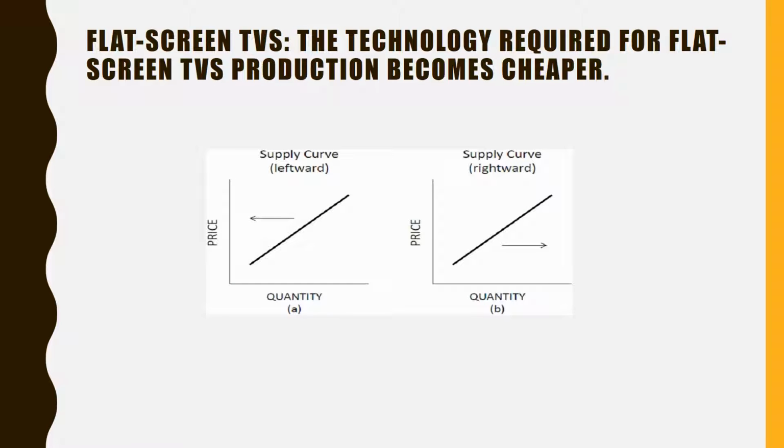Okay, let's say for instance we have flat screen TVs. These are very popular now, and when we bought our first one, it was when they first came out and they were very expensive. We spent, I think, $700 or $800 on a very cheap item. The technology required for flat screen TV production becomes cheaper, and that's what's happened to us over time.